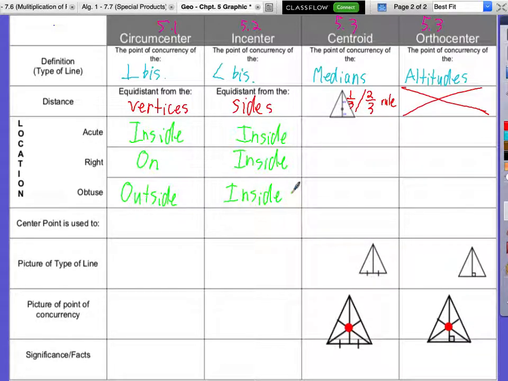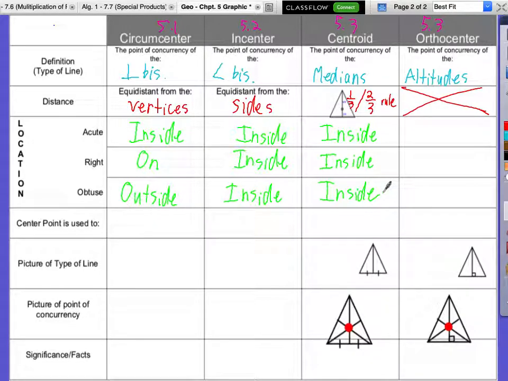The centroid. An acute triangle will have the centroid where? A right triangle? It's going to be inside. If it's obtuse, it's still inside. Inside, inside.